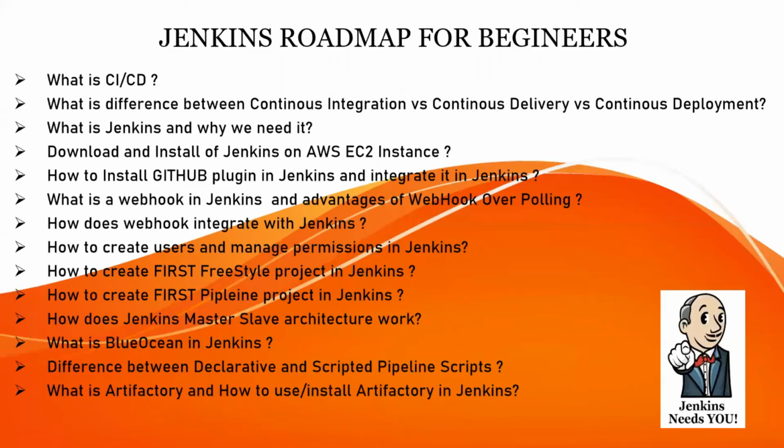So friends, here is how our roadmap for Jenkins looks. We will first understand what CI and CD are. Once we are familiar with these two concepts, we will understand the difference between continuous integration, which is CI, continuous delivery, and continuous deployment. Once we are familiar with these three concepts, we will move to our main series, which is what Jenkins is and why we need it.